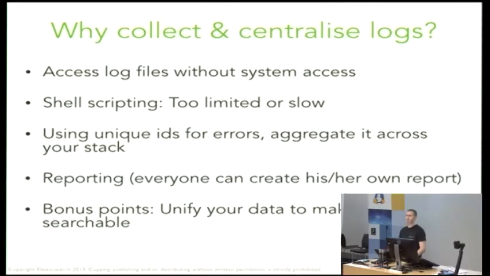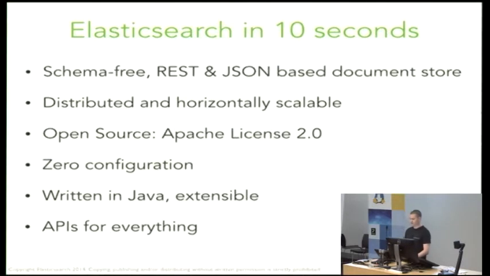So, how do we do this? Well, with ELK, obviously. This is a quick rundown of Elasticsearch. It scales to hundreds of nodes, terabytes of data. It's pretty simple. Zero config means that the defaults that we ship are sane up until a reasonable size, maybe about 10 nodes or so. After that, you want to start looking at changing things.